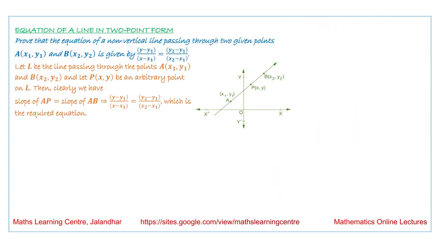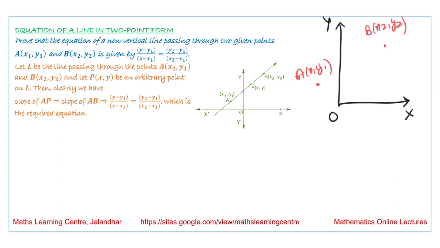Next is the equation of a line in 2-point form. 2-point form means we have the x-axis and y-axis, and this is the origin O. 2 points are given to us. One is this point A, x1, y1, and this is another point B, x2, y2, and there is a line which passes through these 2 points, and we have to find the equation of this line. So suppose there is another point on this line, this is any point P, x, y. This is the locus of the points on this line.